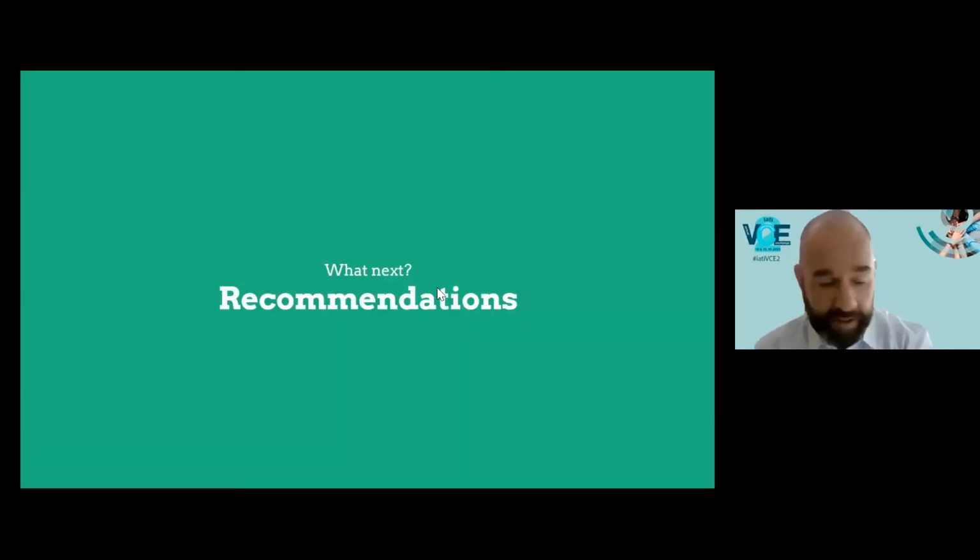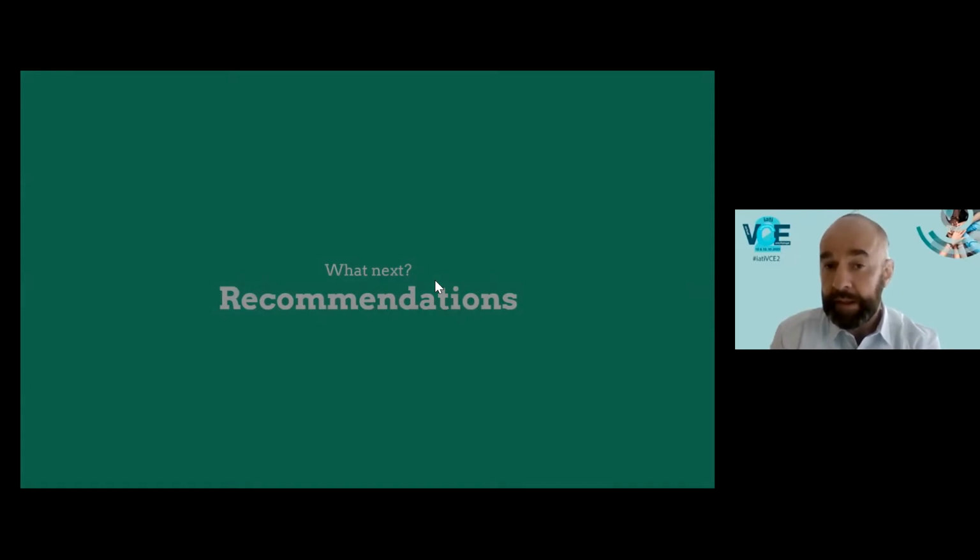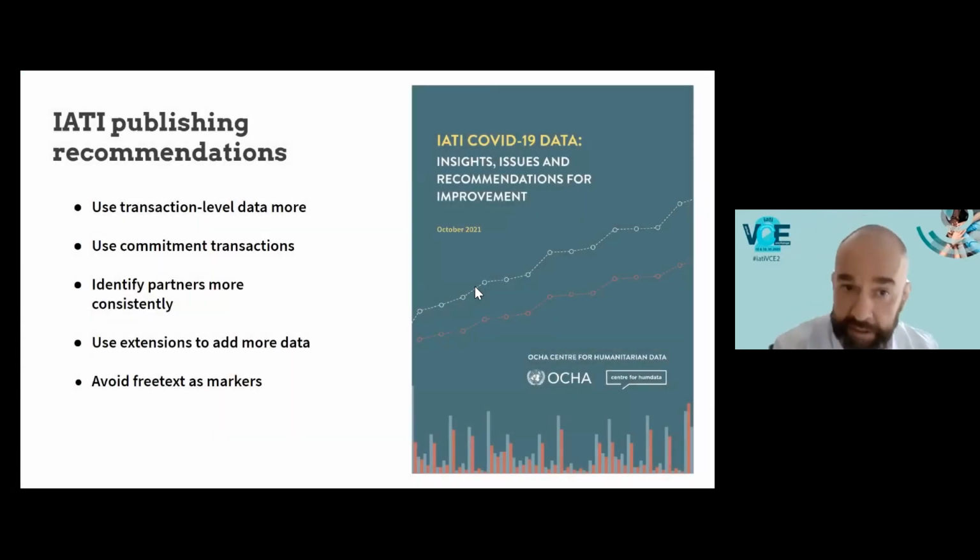And the report gives a few recommendations. The recommendations at the publishing and the standard level: using transaction level sectors and countries more. Let's use transactions more consistently. I talked about that one. Identify partners more widely and consistently. We could use extensions to this schema to explore some of these things and avoid this notion of free text as markers in the description. So a lot of what I've talked about, we detail in the report, how we should go about that and what the next steps might be. So those are recommendations we have for the IATI community, publishers and users to take things forward.